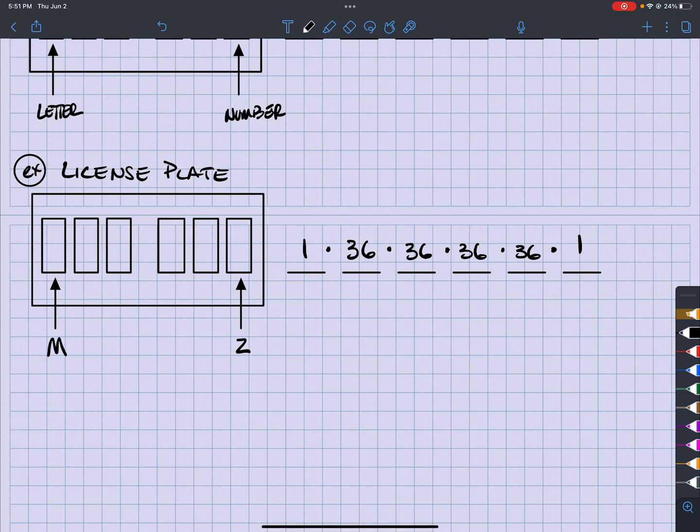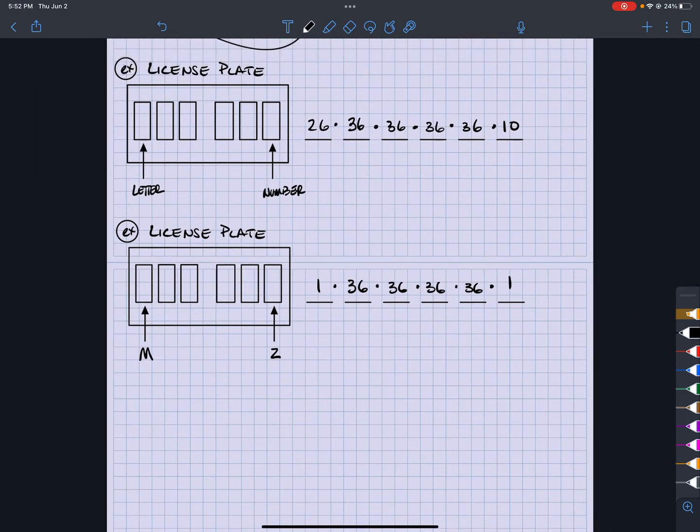So, ladies and gentlemen, that is your so-called fundamental counting principle.